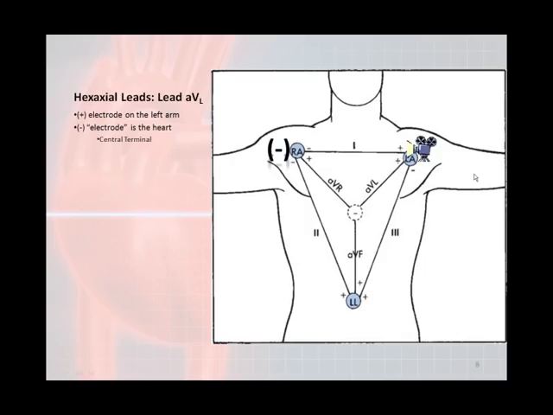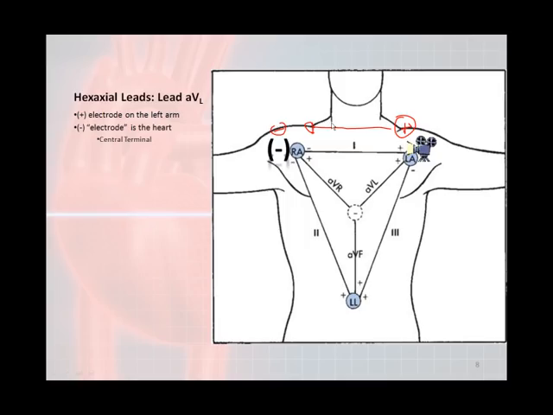So let's go ahead and look at lead AVL. We're going to start off here, and as you see, you actually have the lead 1 view. Basically, we have a positive electrode here, you have your negative electrode over here. Generally speaking, you're moving in this direction, but remember, you're always looking from positive to negative.